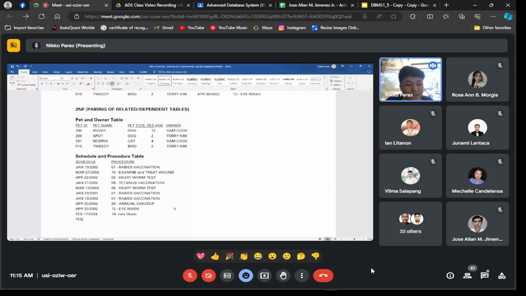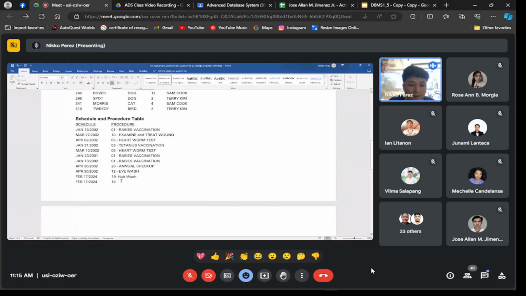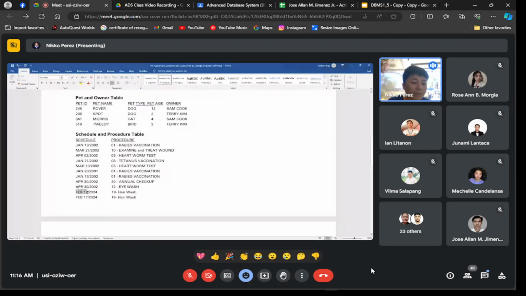So let's say, for instance, two pets in the previous record were identified as having availed of a hair wash on the same day, February 17, 2024. The procedure ID is also 19, no? So of course, I have to choose one representation only. Because they have the same schedule or the same procedure, there is no need to duplicate records.